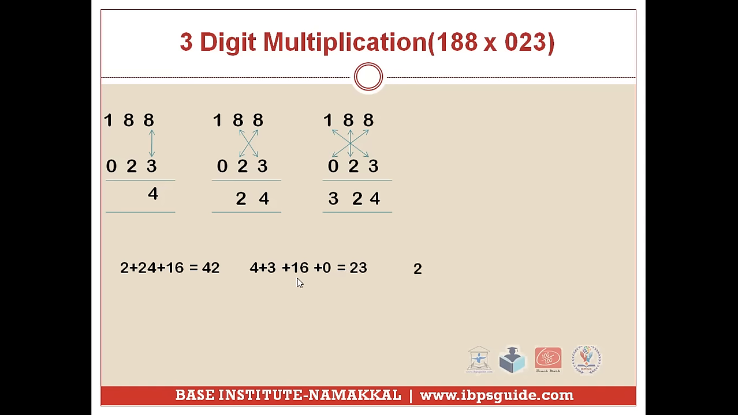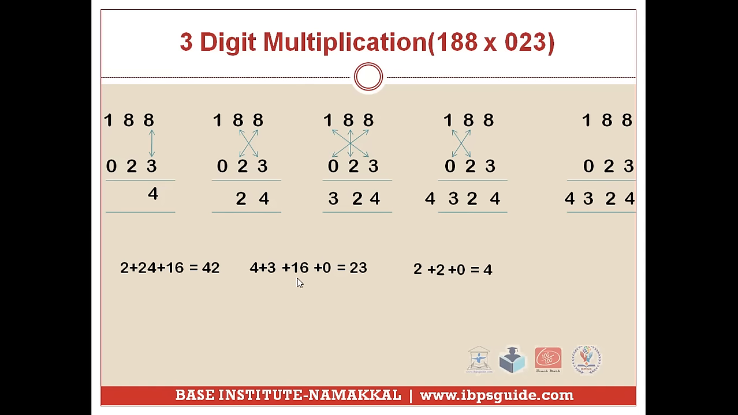In the next step, we have to consider only the 10th and 100th digits, and also we do the cross multiplication. So further we are going to multiply 1 into 2, we will get 2, and multiplying 0 with 8, we will get 0. So adding these numbers 2 plus 2, we will get 4. So finally we will get the answer 4324. Friends, I hope that you understand all the concepts of shortcut methods mentioned in this video.